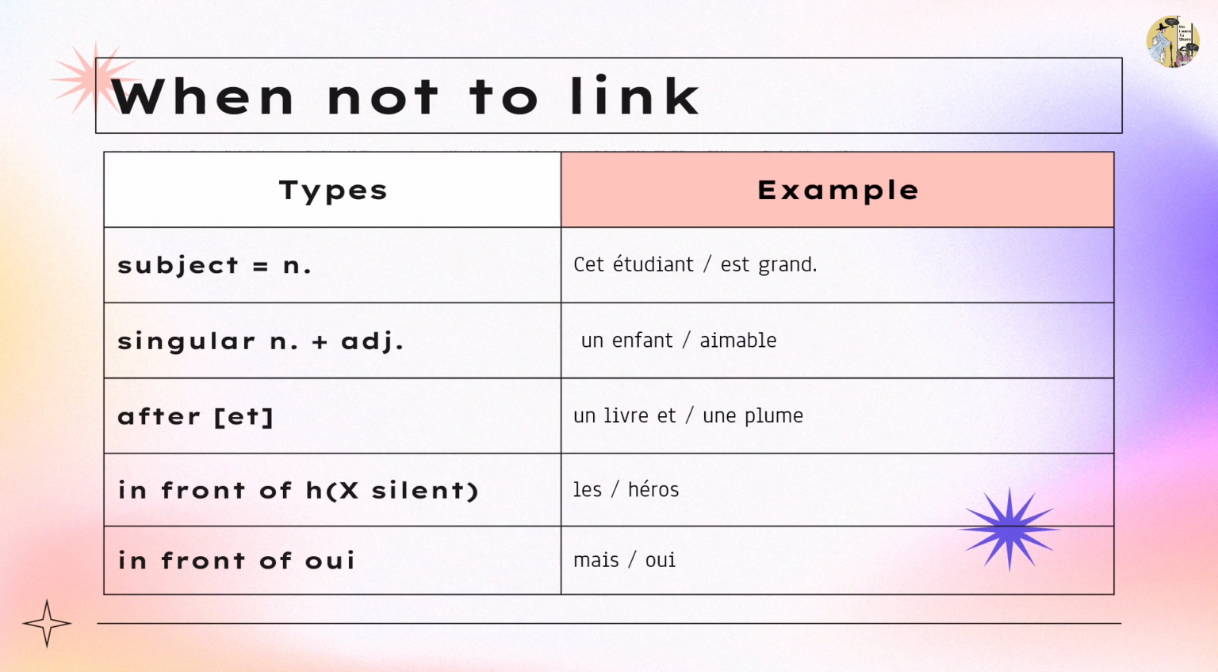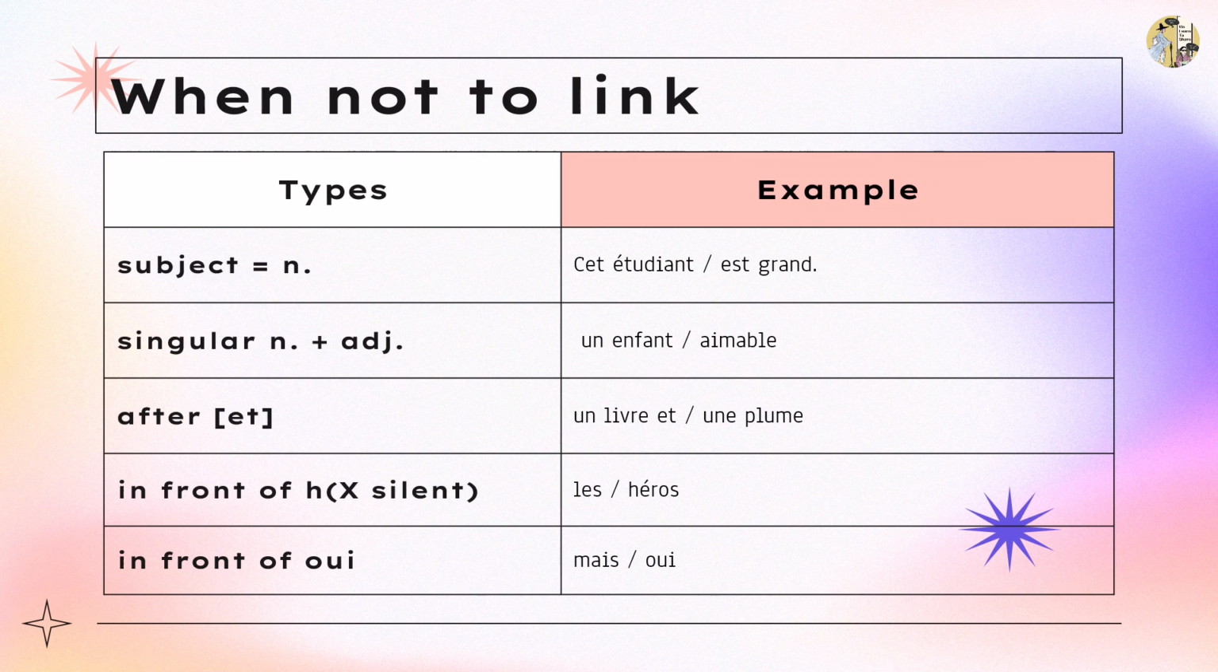But when you start to learn French more and you speak French more, you would kind of find yourself linking all these pronunciations together. And there are definitely times when you shouldn't do that. And these five types are the most common times when you shouldn't link the pronunciations. First, when the subject is a noun, you shouldn't link the pronunciation of the noun and the verb. So for example, cet étudiant est grand. I didn't link the T and the E here.